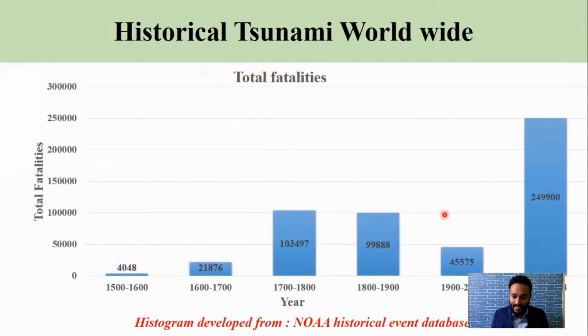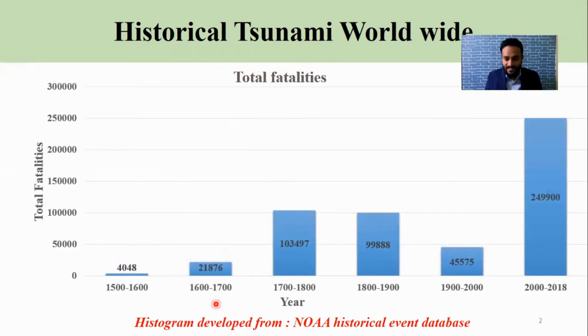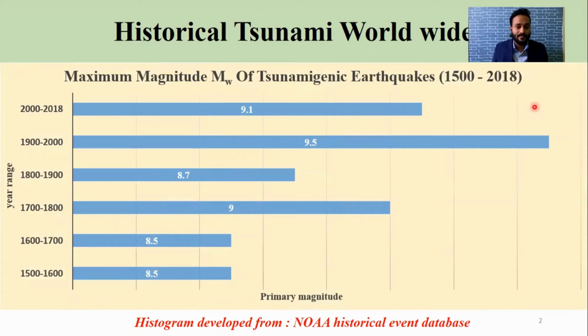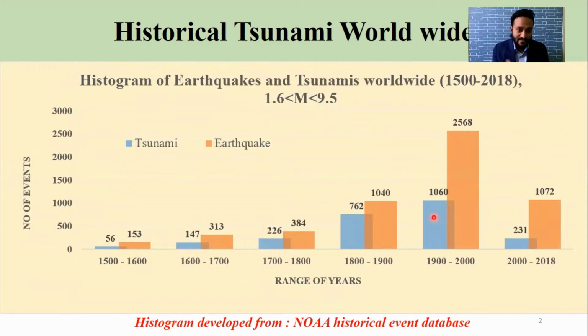If we see the number of fatalities worldwide, century-wise, we see that the 21st century has killed around 250,000 people. So we have the fatalities century-wise here. Coming to the maximum magnitude, the largest tsunami obtained was 9.5 between 1900 and 2000. All this data is between 1500 and 2018. Now coming to what fraction of earthquakes lead to tsunami century-wise, we see that in the 21st century, 231 tsunamis resulted out of 1072 earthquakes worldwide.